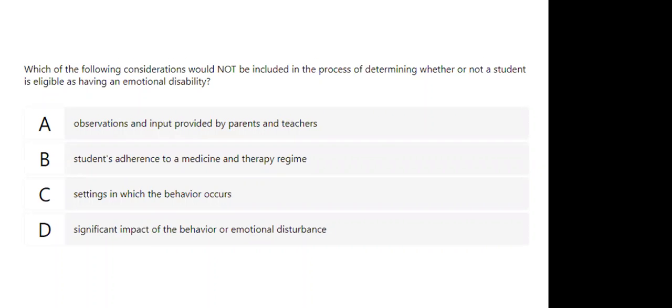5543. So which of the following considerations would not be included in the process of determining whether or not a student is eligible as having an emotional disability, an emotional and behavioral disability, EBD? Look at those choices and see if you can identify the correct answer. I bet you can.